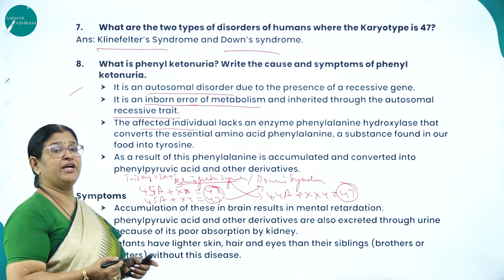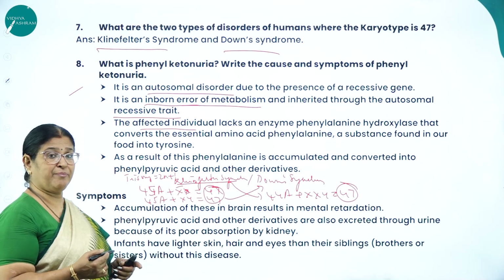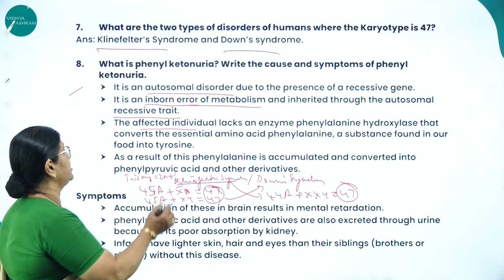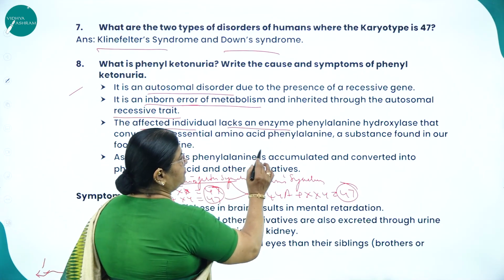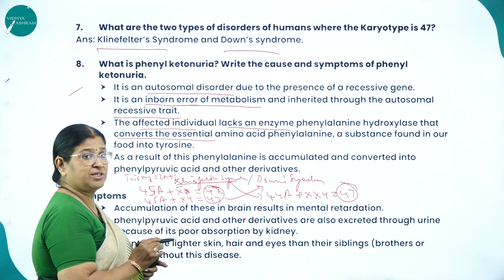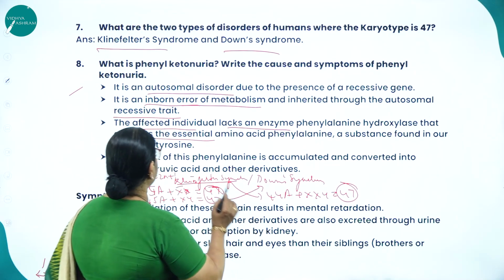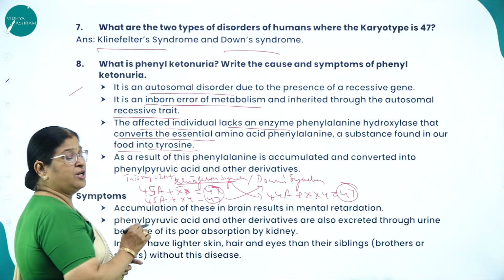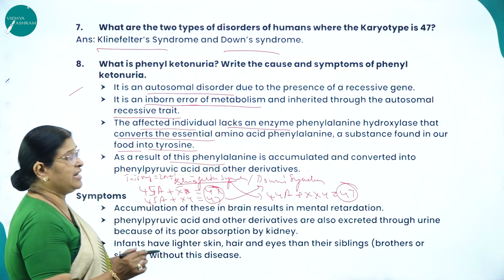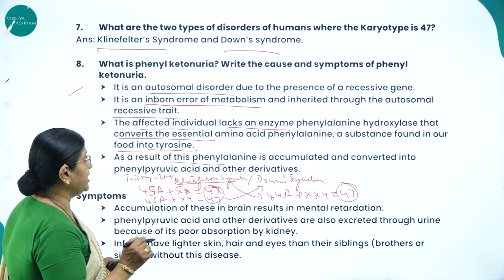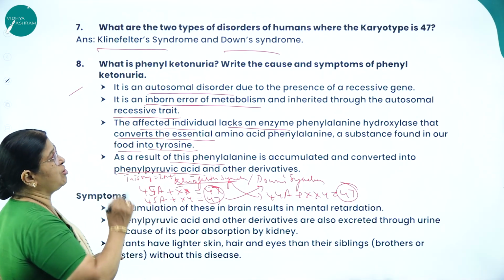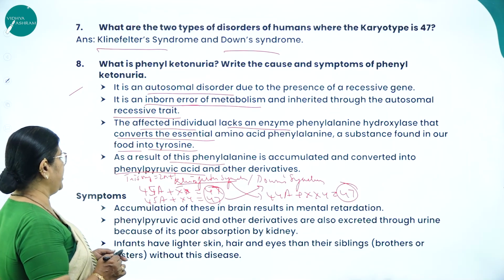They are usually called PKU idiots because they show idiotic behavior, because they have mental imbalance. Hence, we call them PKU idiots. The affected individual lacks an enzyme, phenylalanine hydroxylase, that converts the essential amino acid phenylalanine, a substance found in our food, into tyrosine. Because of the lack of that enzyme, phenylalanine is accumulated and converted into phenylpyruvic acid and other derivatives. So this is the cause of phenylketonuria.